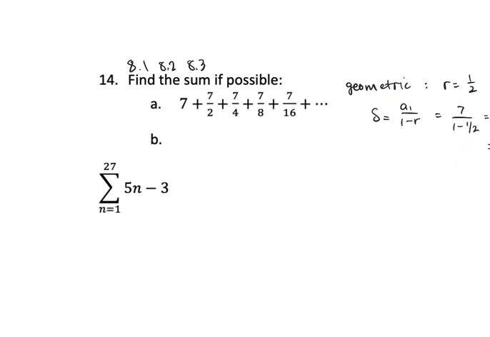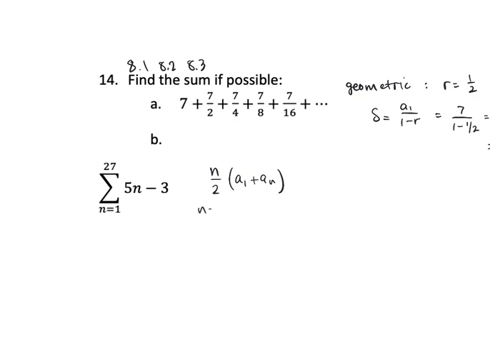For part B, this is another sum. This is sigma. So we're finding a sum. We're doing the first term all the way to the 27th term. So we're adding 27 terms. So this is not an infinite sum. This is a partial sum. We look at the nth term formula. 5n minus 3 is linear. That means this is an arithmetic sequence. So we need the partial sum formula of an arithmetic sequence.